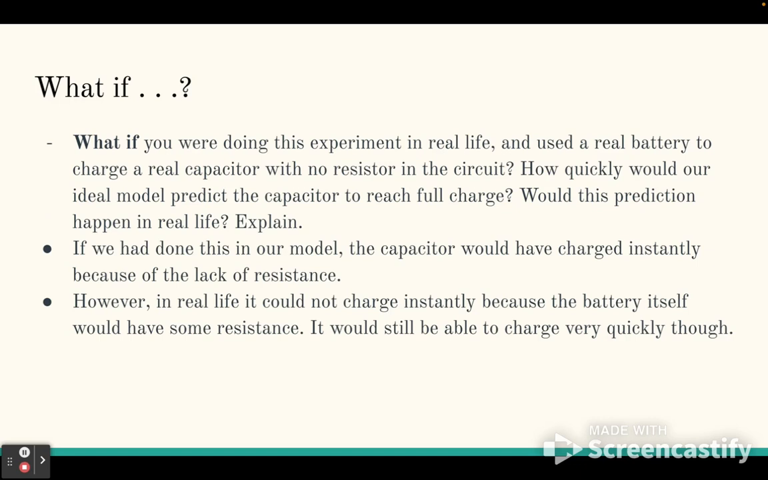And the second one, what if you were doing this experiment in real life and used a real battery to charge a real capacitor with no resistor in the circuit? If we had done this in our model, the capacitor would have charged instantly because there would have been no resistance at all because there's no resistor. But if we did it in real life, it wouldn't charge instantly because the battery itself would have some resistance. But it would still be very quick, just not completely instant like it would be in a model.